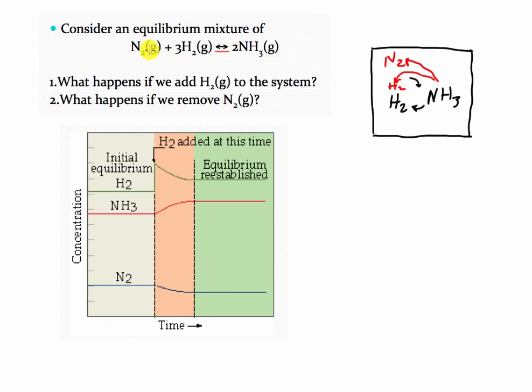Well, if I remove the nitrogen, I kind of disable this reaction, right? This reaction can't occur as fast as the reverse reaction. So therefore, by taking away the nitrogen, the reaction is going to respond by adding it back in. Okay? So that would be your concentration effects.